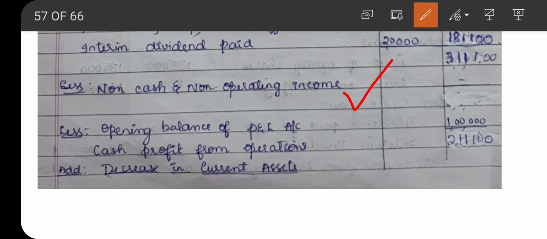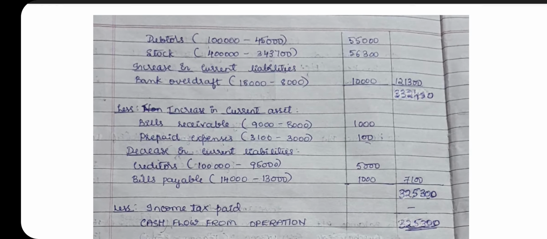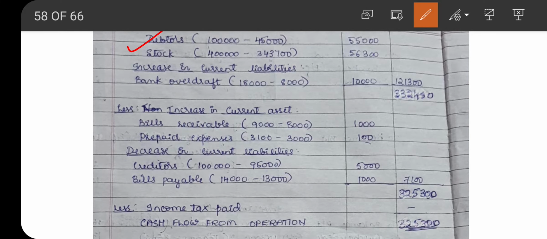So less opening balance of profit and loss account, that is also given in the problem, 1 lakh. So cash profit from operation, that is 3,11,100 minus 1 lakh. So cash profit from operation will be 2,11,100. Add decrease in current asset. So two current assets have been decreased, debtors and stock. Debtor amount has been decreased by 55,000 rupees and stock amount decreased by 56,300.